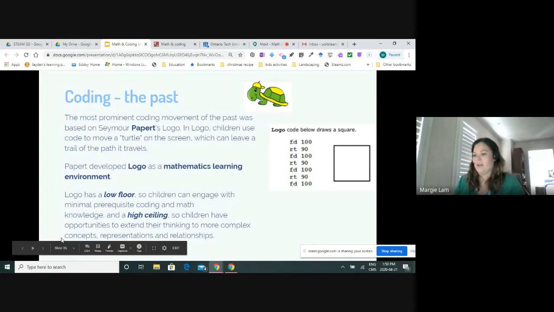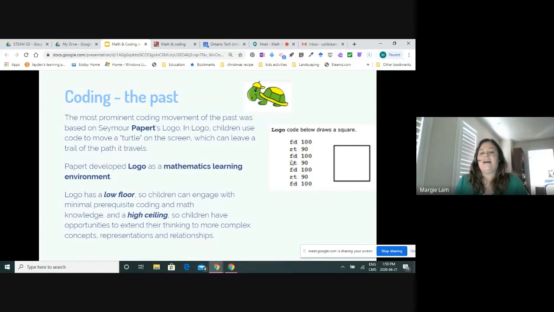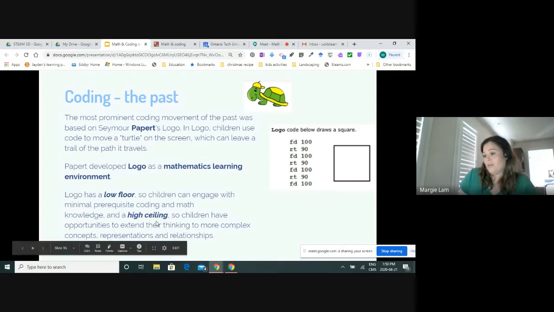It's a coding environment. As you can see, it's not block coding. It was developed as a mathematical learning language. And as Seymour Papert mentioned, it has a low floor and high ceiling. So you're getting students who have very minimal understanding of coding and math to students who have a lot of understanding and ability in coding, so they can explore even deeper concepts. So that's really the past.